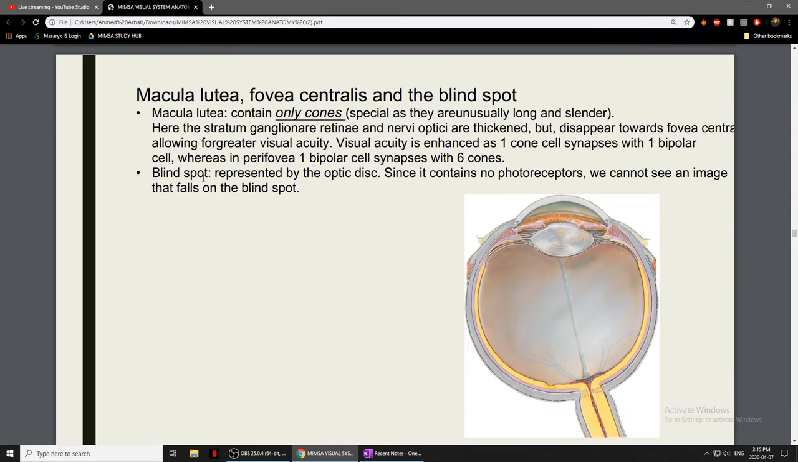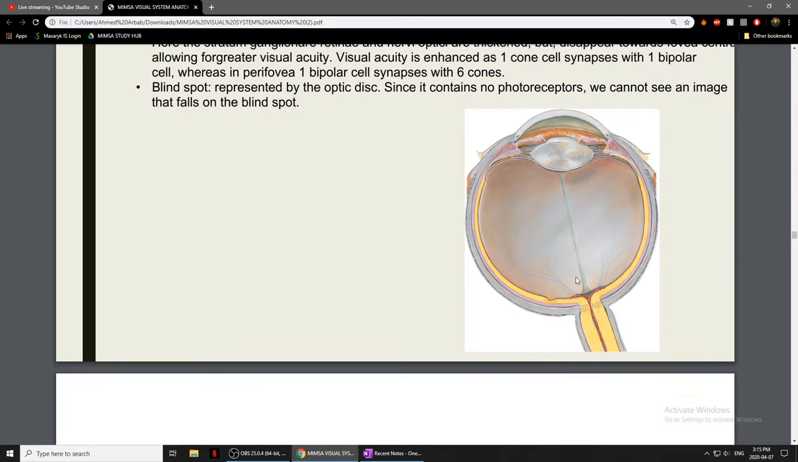Finally, the blind spot is represented by the optic disc. So at the optic foramen of the sclera, where the optic nerve enters, there are no receptive photoreceptor cells in this region of the retina. That's why it's called the blind spot. Any light that enters onto this part of the retina is not going to be perceived. I'm sure you guys have tested your blind spot on either eye, and you know that you can't see anything in that tiny circular spot, and this is the reason why: there are no photoreceptor cells.